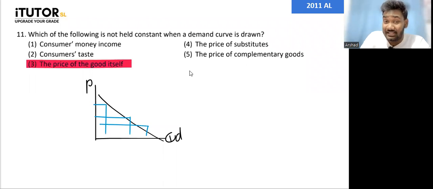So what is not held constant is the price. All other factors, consumer income, price of substitutes, price of complements, right? Let's say consumer tastes and preferences, all of that is held constant. But the price of the good, that can change. Okay? Right. Then we'll go to the next one.